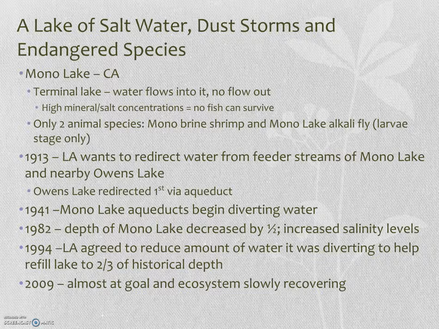So therefore, Mono Lake is saltier than the ocean and no fish can survive there. It has Mono brine shrimp and Mono Lake alkali fly. And those eat algae, but they're also eaten by large flocks of migrating birds.